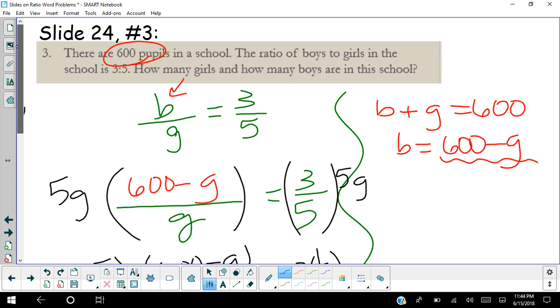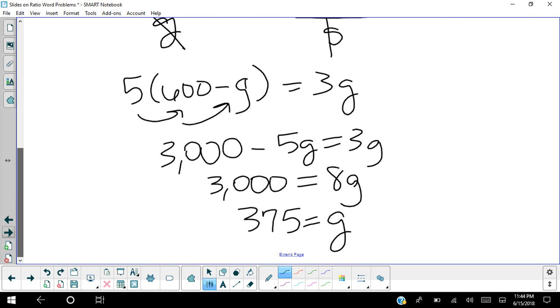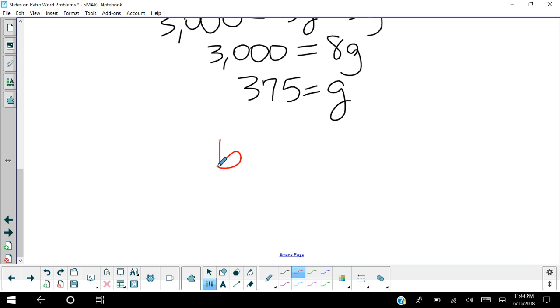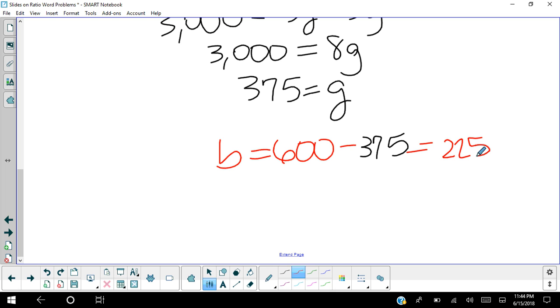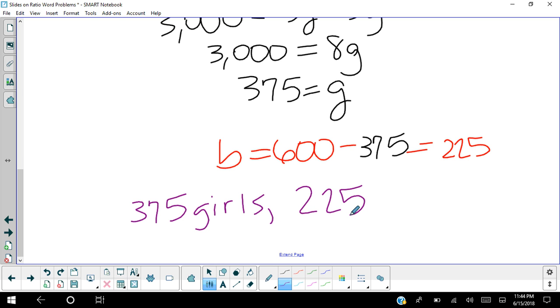They want to know how many girls and how many boys. Well, how many boys? The number of boys is 600 minus the number of girls. So boys equals 600 minus the 375 that I came up with for girls. So I end up with 225. So that means I have 375 girls and 225 boys. Okay, that wraps that one up.